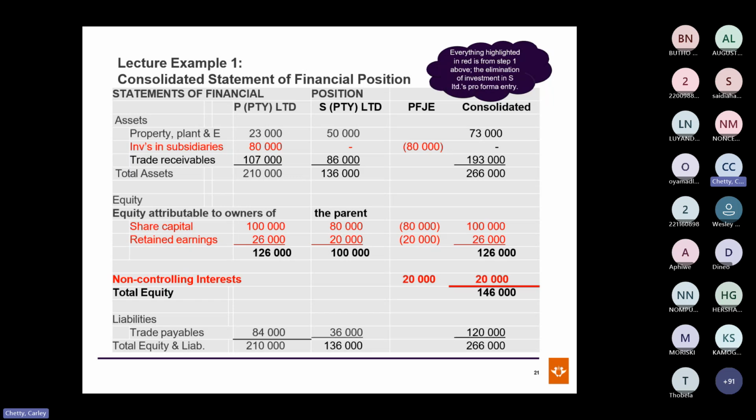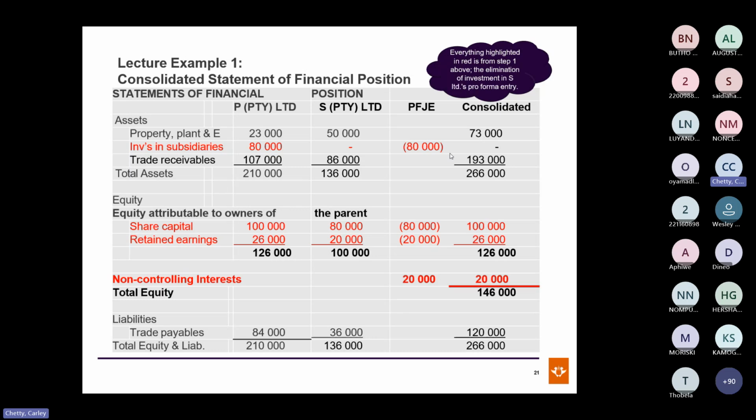Okay, so we have dealt with the assets and we have dealt with the equity. Now let's have a look at the liabilities. So here we have trade and other payables, and trade and other payables, P had 84,000 Rand in their separate financial statements, and then S had 36,000 in their separate financial statements. So we are simply adding P plus S. So we're saying 84,000 Rand plus 36,000 Rand, that will give us 120,000 Rand consolidated trade payables. So this is the consolidated statement of financial position.